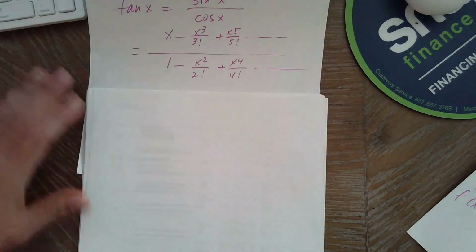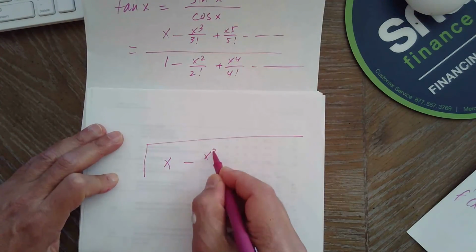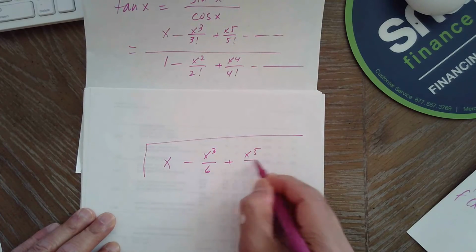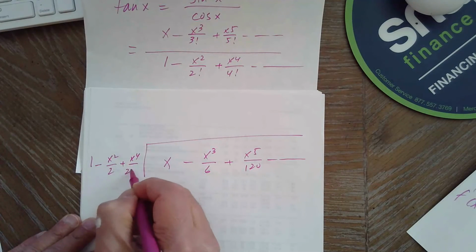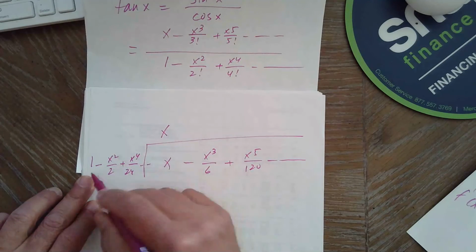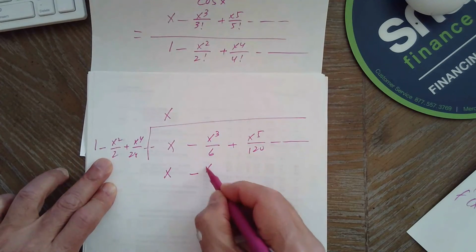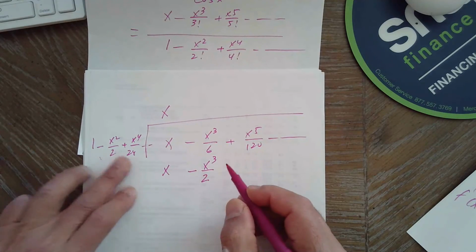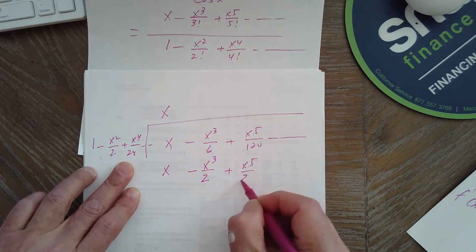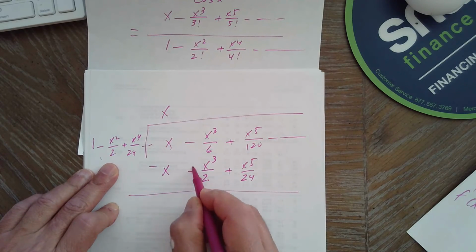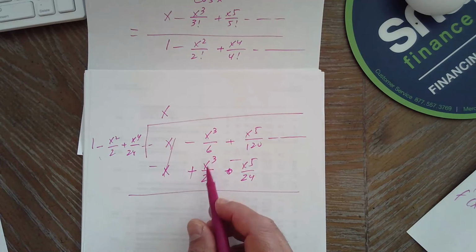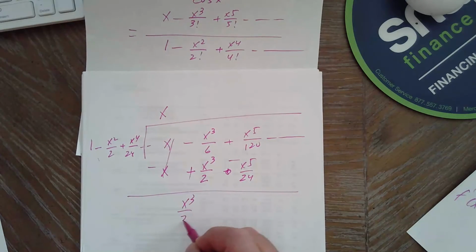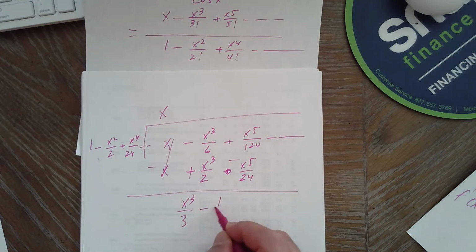So if you do long division, you will get the answer. x minus x cubed over 6 plus x5 over 120, and then 1 minus x squared over 2 plus x4 over 24. So x over 1 is x, times 1 is x, times negative x squared over 2 is negative x cubed over 2, x times x4 is x5 over 24. If you subtract, change the signs. So you get negative x cubed over 6 plus x cubed over 2 is going to be x cubed over 3, and add these guys, you get minus 1 over 30 x to the 5.